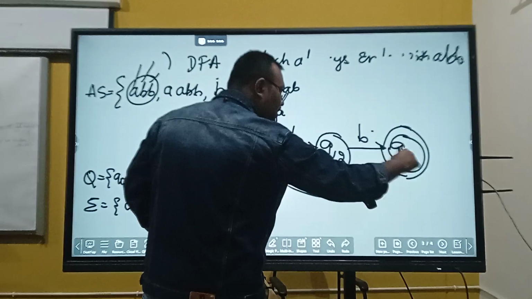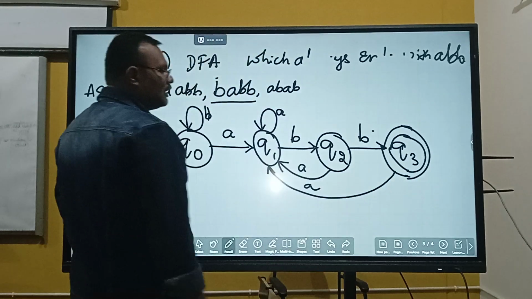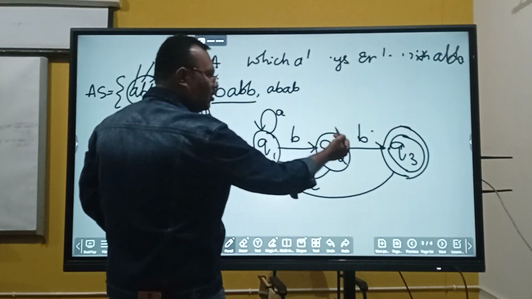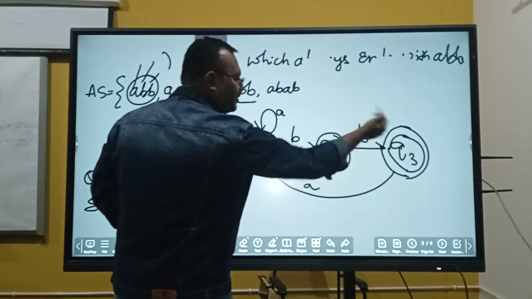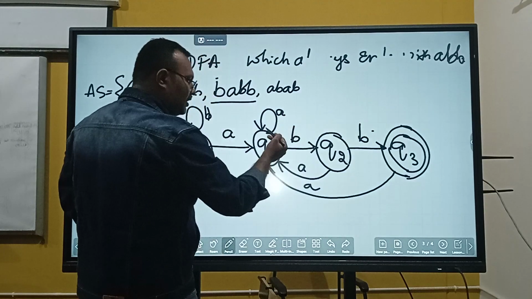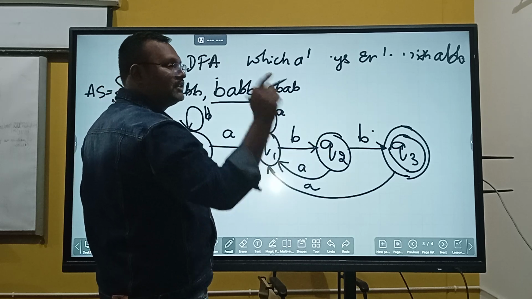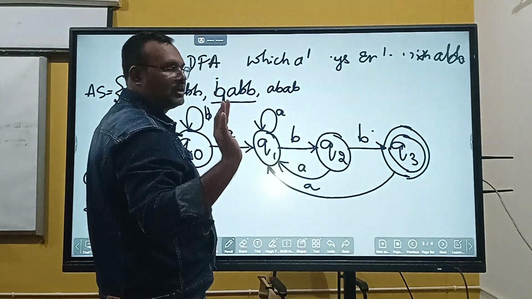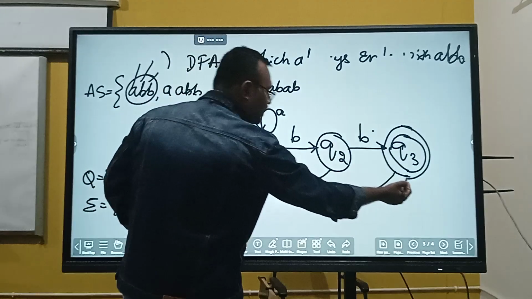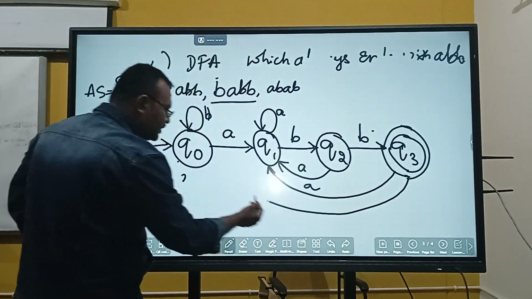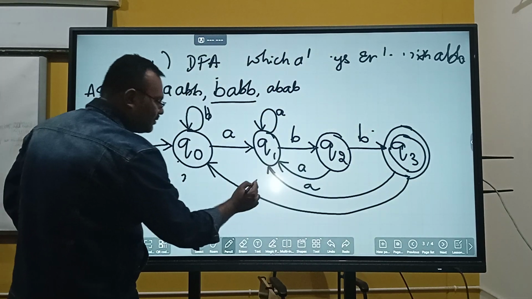If it is taking B, where should it go? You tell me. If it is taking B, can I give it here? No, because it ends with BB. If I give one more B here, this is a self loop which says 0 or more times. If it is 0 times, A will not be considered. It ends with triple B. That's why if it is taking B, it should go back here.